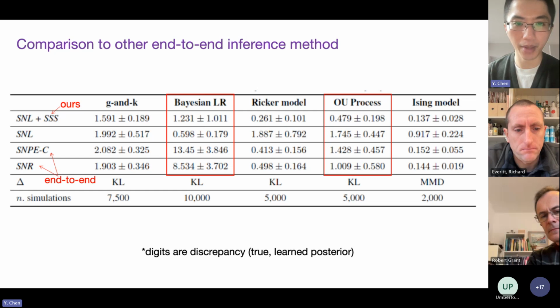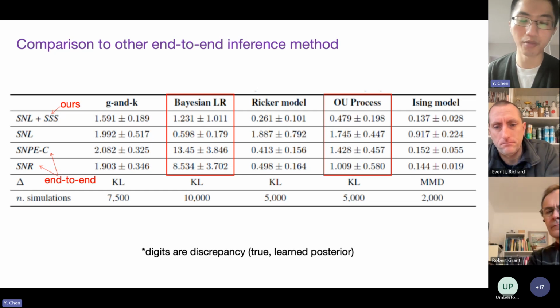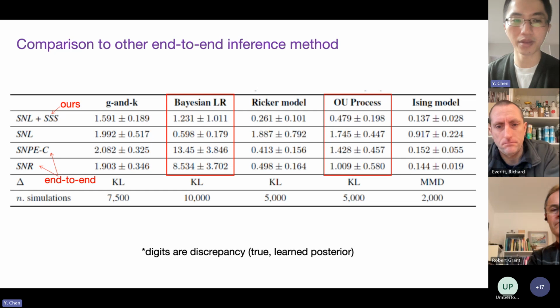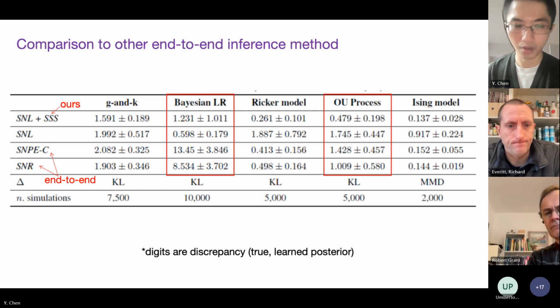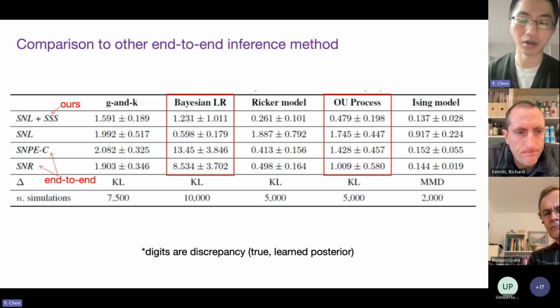In this table, we compare our method with some end-to-end inference strategies. We also compare with the original SNL method. Our method here is SNL plus our developed summary statistics method, just as mentioned before. We see that, again, our method is more preferable in most cases, especially in this Bayesian linear regression problem and this OU process problem, where the dimensionality is relatively high.